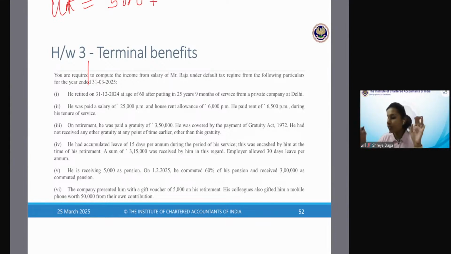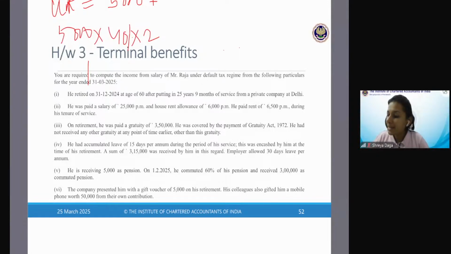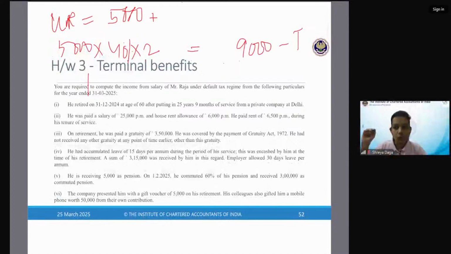Then what happened on 1st of February? He said, I don't want the full amount. I mean, I don't want 5,000 per month. I want a part of it commuted and the other part of it uncommuted. That means he said 40% of it will be uncommuted. How many more months are left in this year? 2 months, February and March. So 5,000 into 40% into 2 is actually the amount of uncommuted pension for February and March, right? So the total uncommuted pension would be 9,000. And this will be fully taxable. Okay.